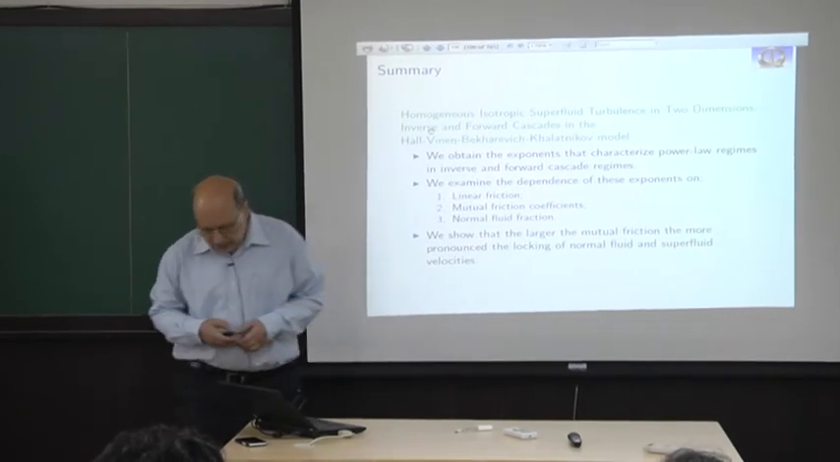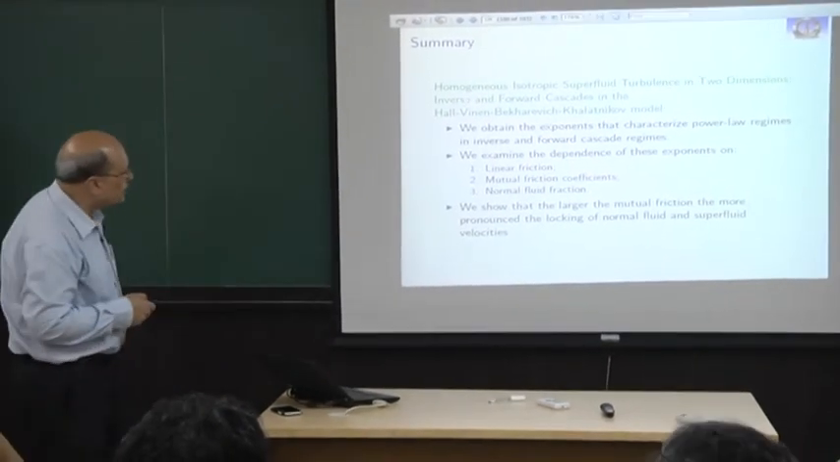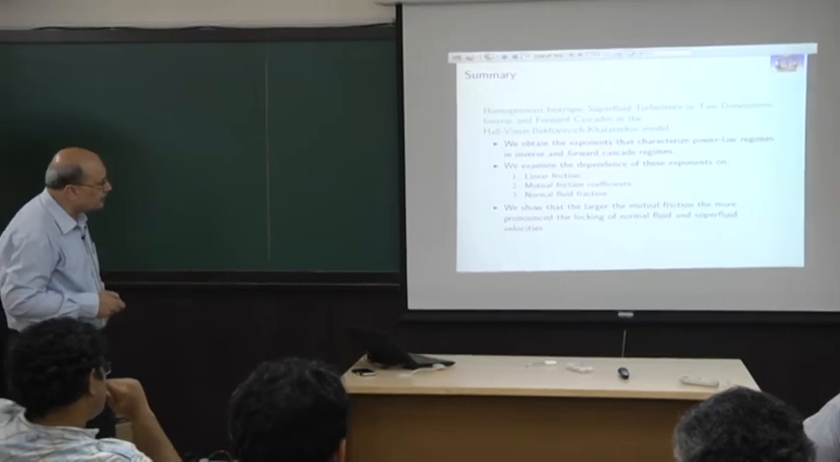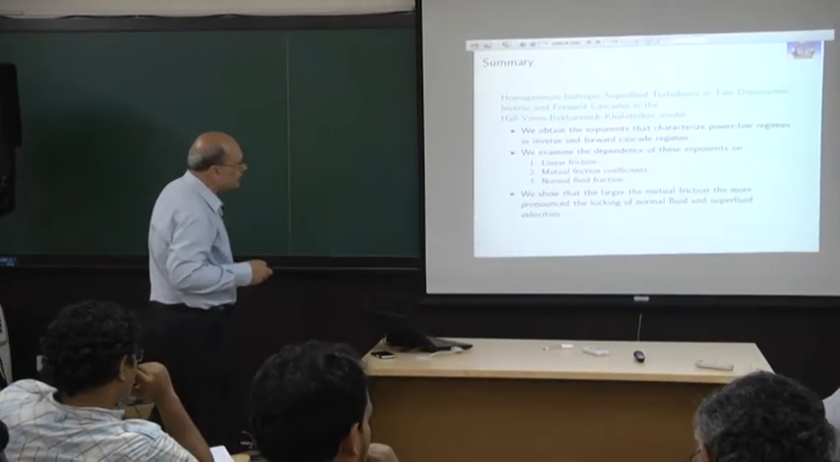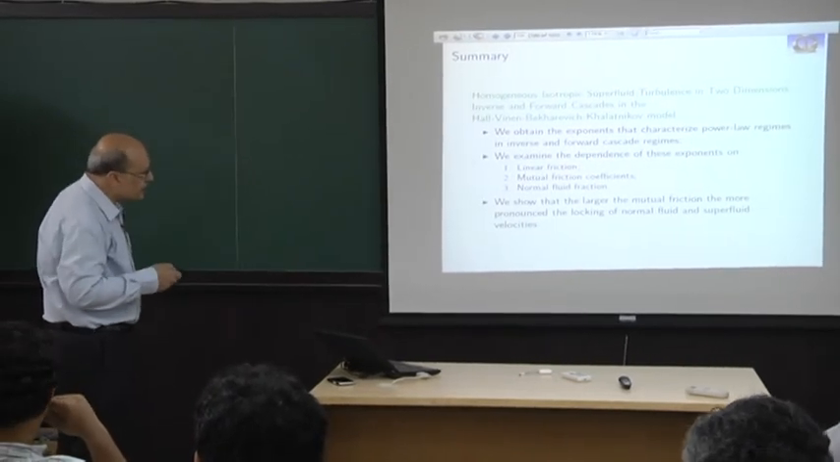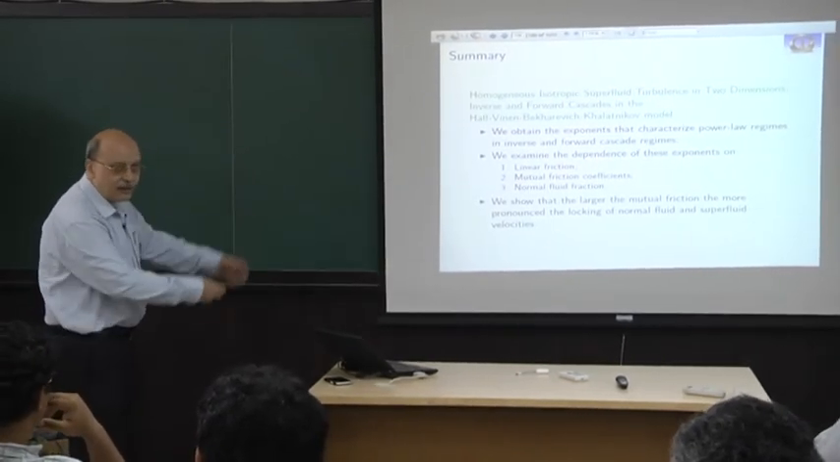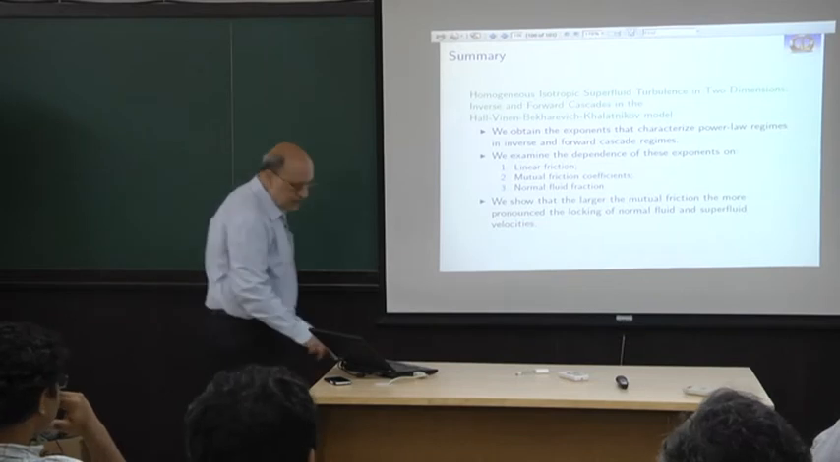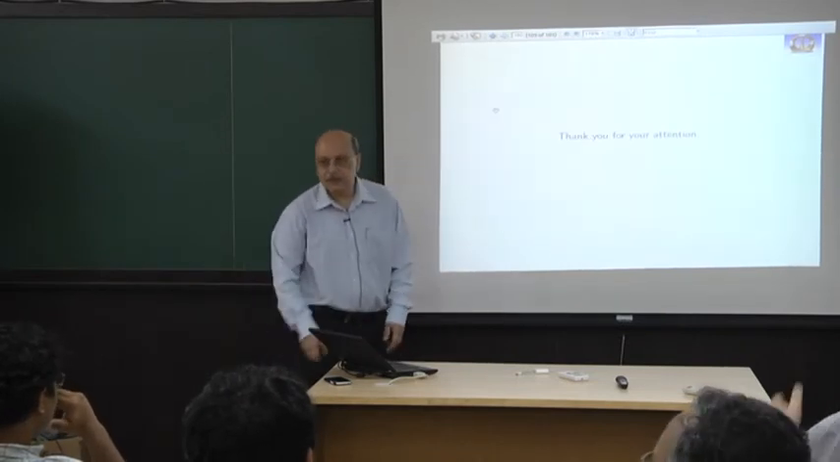Okay, so here's a quick summary. We have analyzed homogeneous isotropic superfluid turbulence in the 2D HVBK model. We've resolved both inverse and forward cascades, and various things depend on the parameters that I told you. So with that, I thank you for your attention.